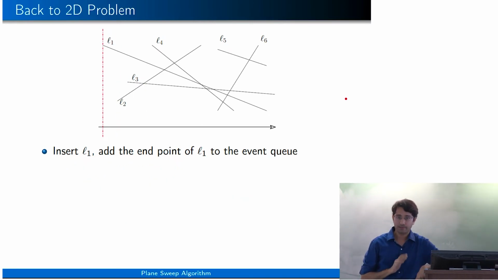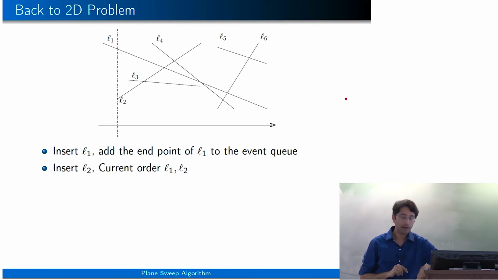I have L1, a left endpoint, nothing to check. Then L2: what is the ordering? L1 then L2. I will check whether L2 intersects with L1 or not. Yes, so I will put it in the event queue.